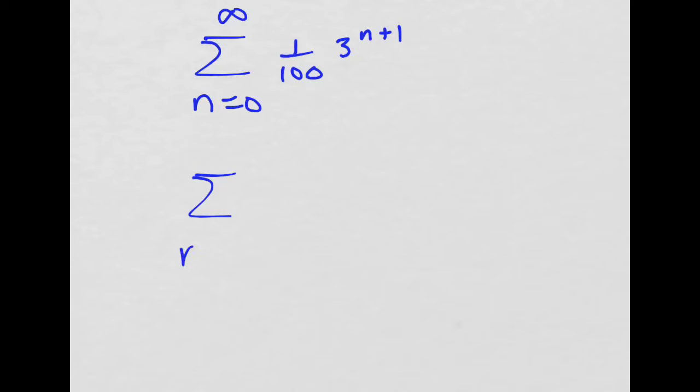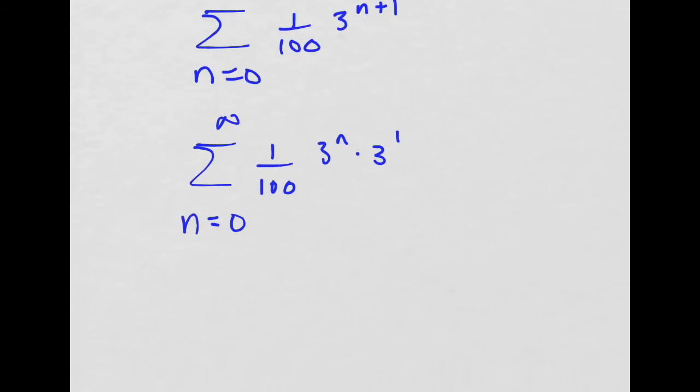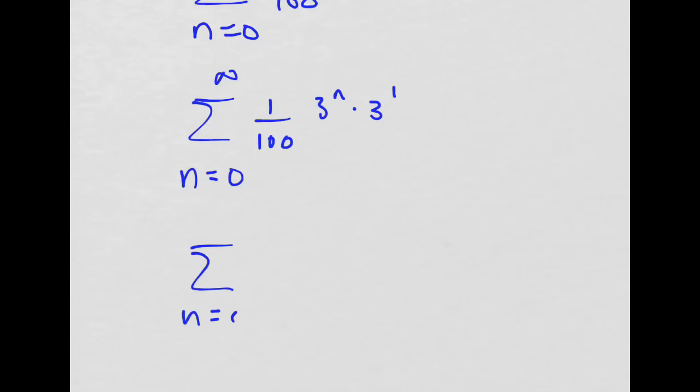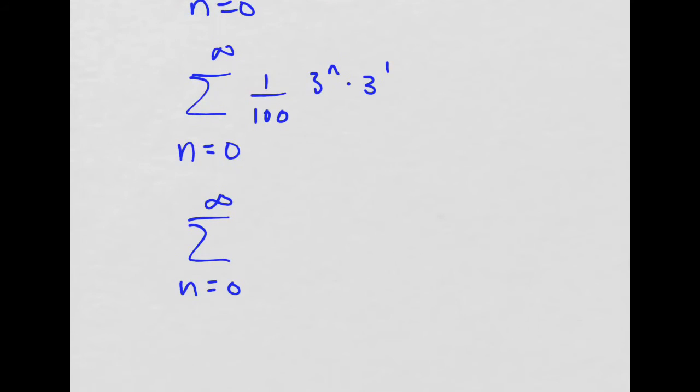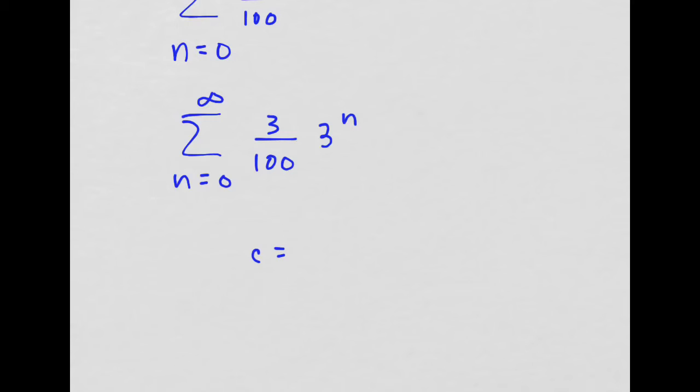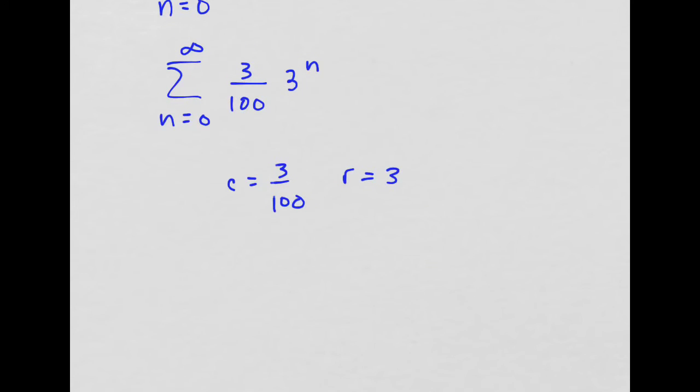But I can use my exponent rules and rewrite this as 3 to the n times 3 to the 1. This is not work that you're going to have to do every single time. I'm just showing you that you can mess around with it so that it is n equals 0. And then the 3 to the 1 times the 1 over 100, that would be 3 over 100 times 3 to the n. So there we go. c is 3 over 100, and r is 3. And so you're thinking, great, I can use my formula and get that it converges to something.